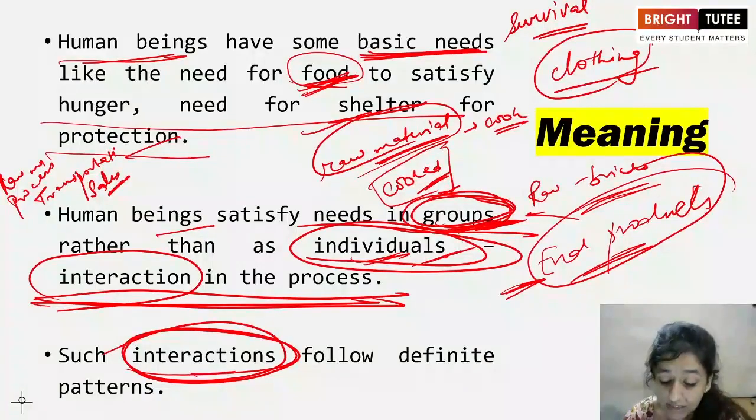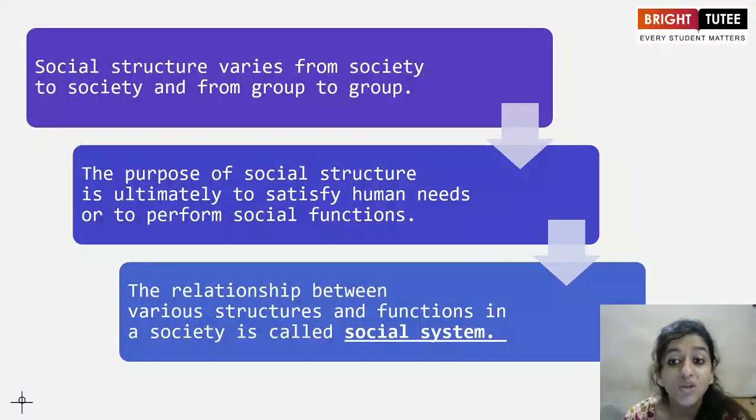Moving ahead, these interactions do follow a pattern, these interactions do follow a well defined structure. Let's see what that is. So, a social structure varies from society to society and from group to group.